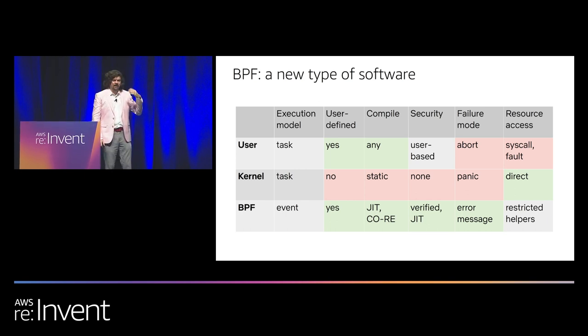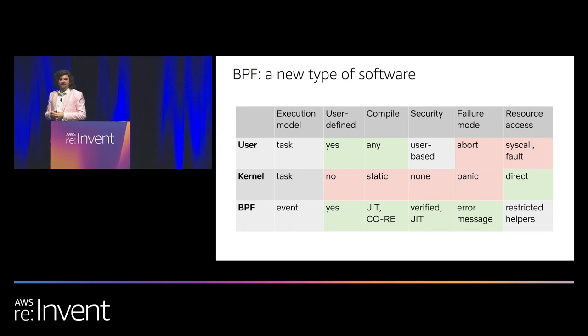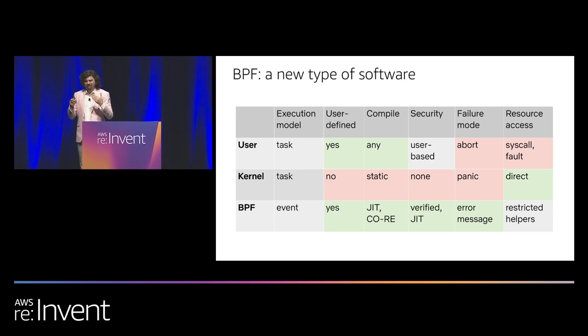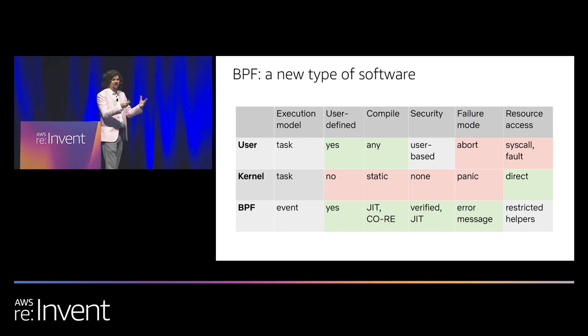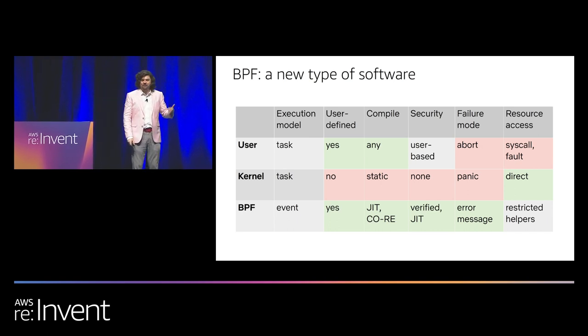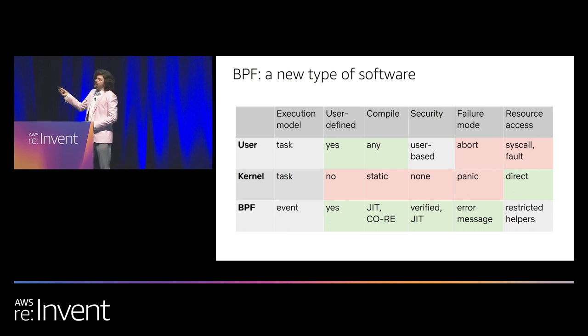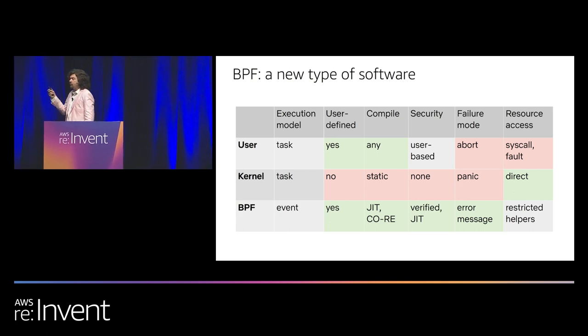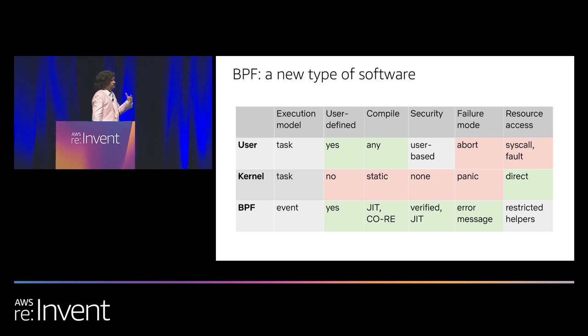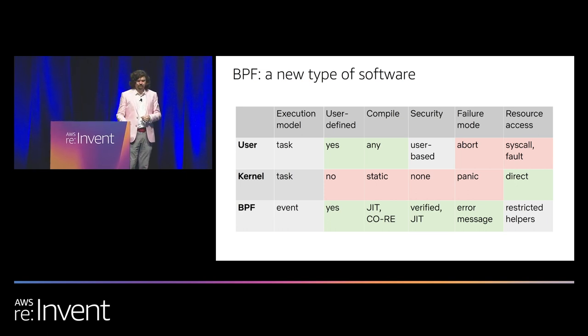It will go through the verifier. It will be JIT compiled. And so this will enable applications and companies to exist that had a much more difficult proposition before, trying to convince companies to run kernel modules so that they could do their thing. Well, now it can be BPF programs, much safer. The failure mode for BPF programs when things go wrong should be an error message rather than panicking the system or aborting and doing a core dump.